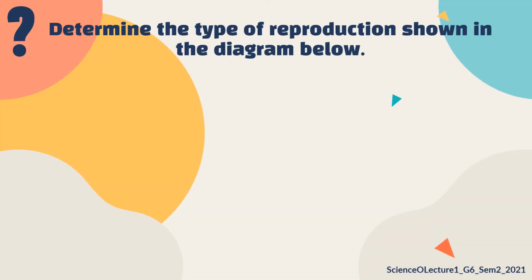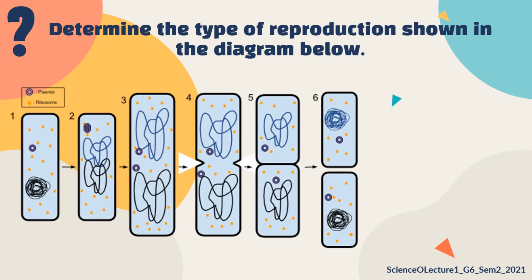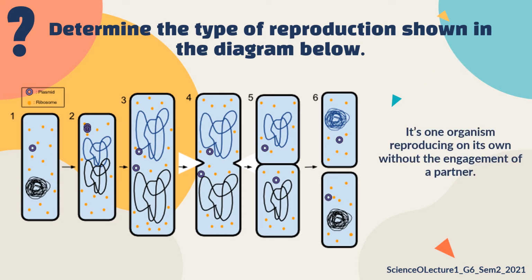Let's see. You will have 10 seconds to answer the question. Which type of reproduction is this? Is it sexual reproduction or asexual reproduction? So that's right. It's one organism, as you can see right here. We have one organism, a unicellular organism, that is reproducing on its own to produce two daughter cells without the engagement or the participation of a partner. So this is asexual reproduction, correct?